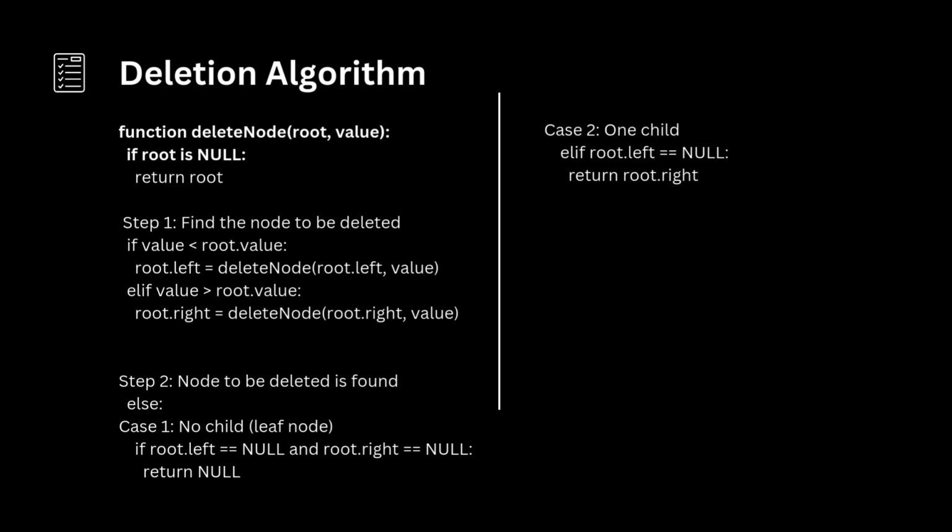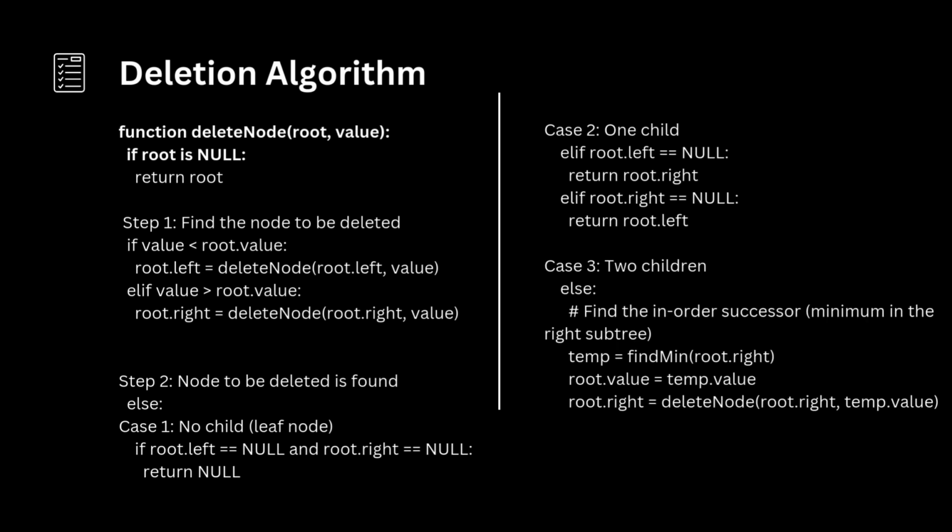If the node to be deleted has only one child, if it has the right child but no left child, the function returns the right child, which takes the place of the node. If it has left child but no right child, the function returns the left child, which replaces the node. Case 3 with two children.